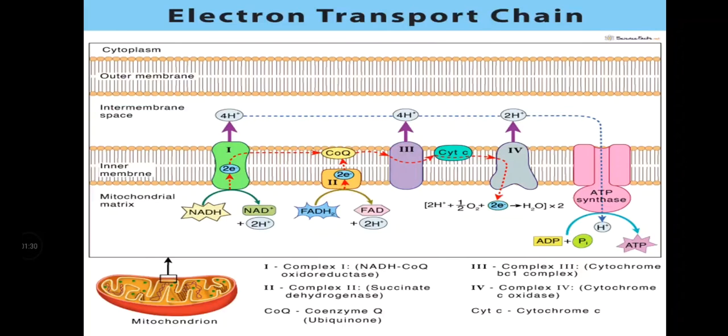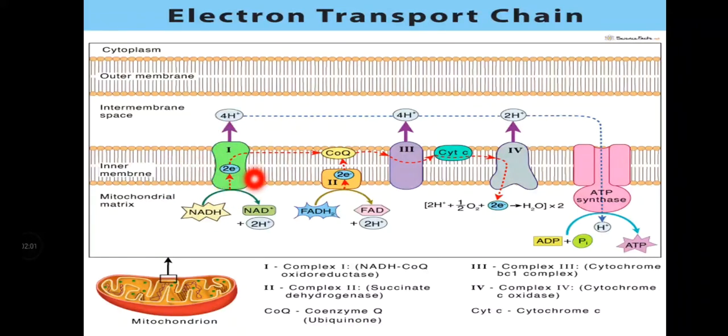Now, what does it involve? As I mentioned, this is the mitochondrial membrane. You have the outer membrane, the intermembrane space, then the inner membrane, then the inner mitochondrial matrix. This is where this process occurs. It has about 4 proteins in the form of what? Complexes. 4 complexes.